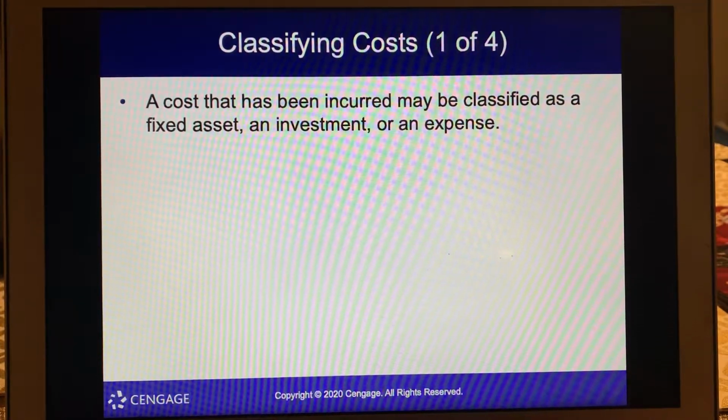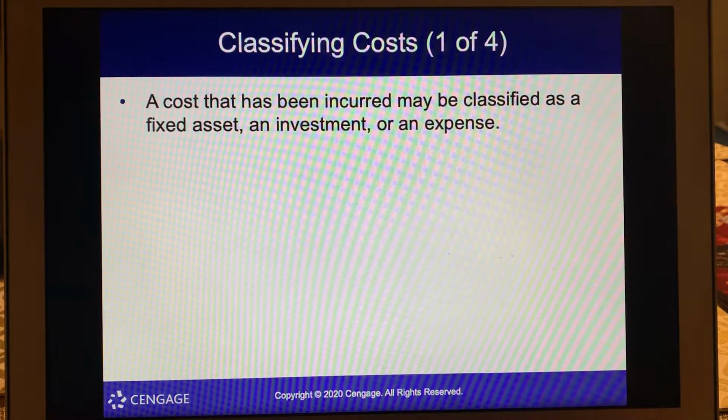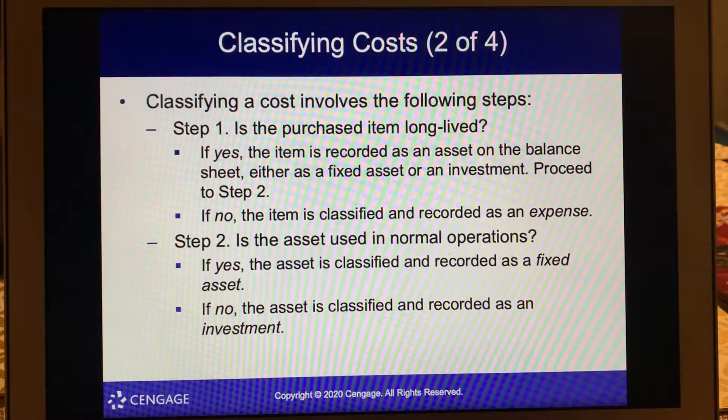Classifying costs. A cost that has been incurred may be classified as a fixed asset, an investment, or an expense. Classifying a cost involves the following steps. Step 1: is the purchased item long-lived? If yes, the item is recorded as an asset on the balance sheet, either as a fixed asset or an investment. Proceed to step 2. If no, the item is classified and recorded as an expense.